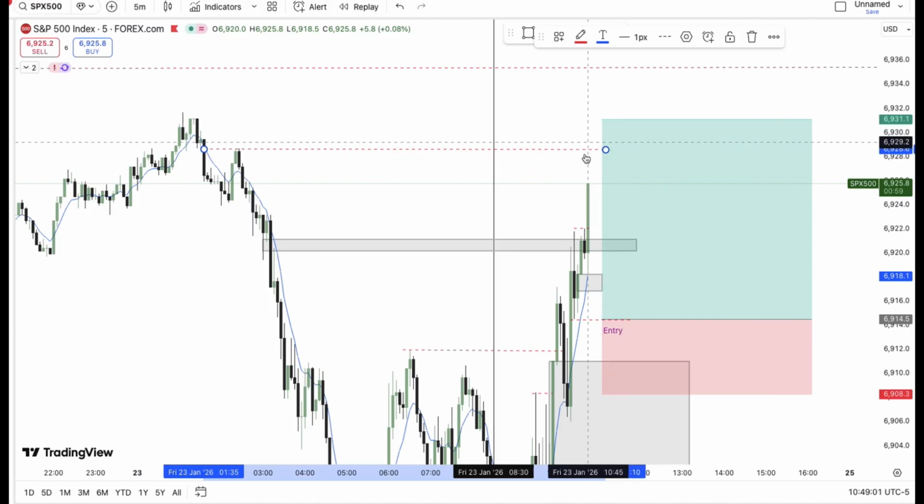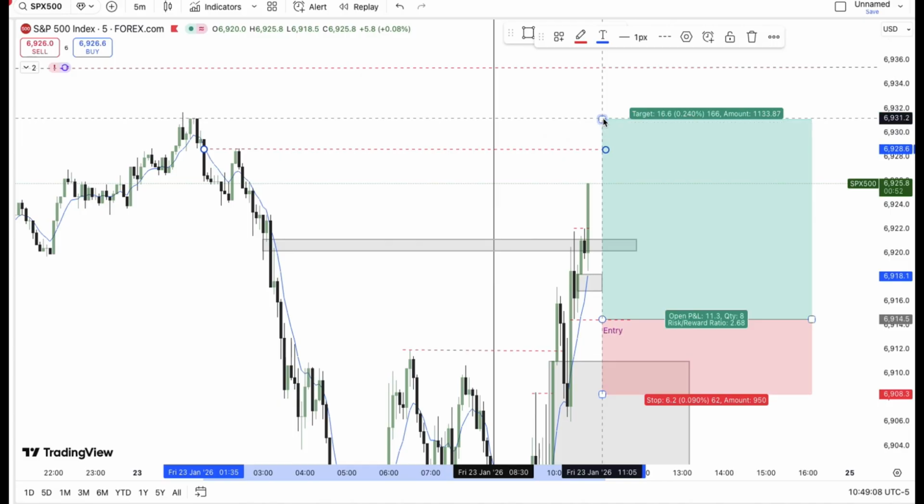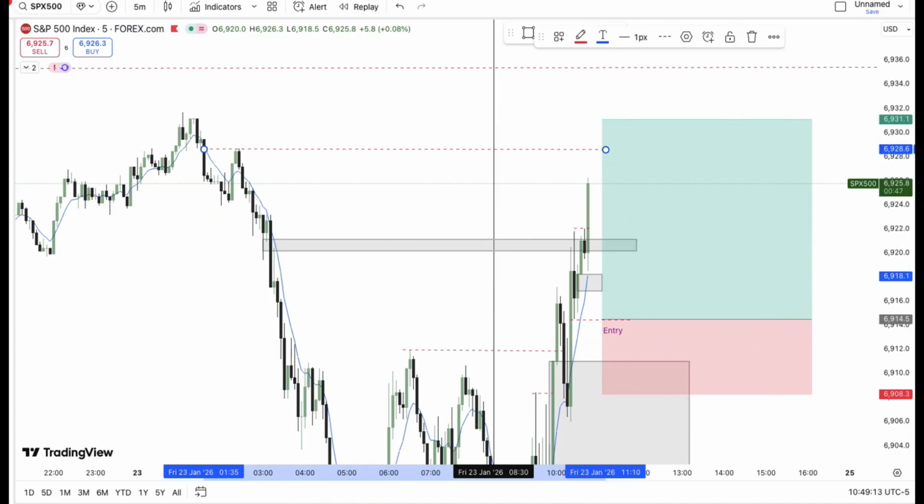So I'll be looking at the behavior of the price right here to see how it's going to behave. And then finally here. Okay, so this is where I break even, protect my capital. That's what keeps me in the game. If you want to be able to stay in the game for long, you got to protect your capital.